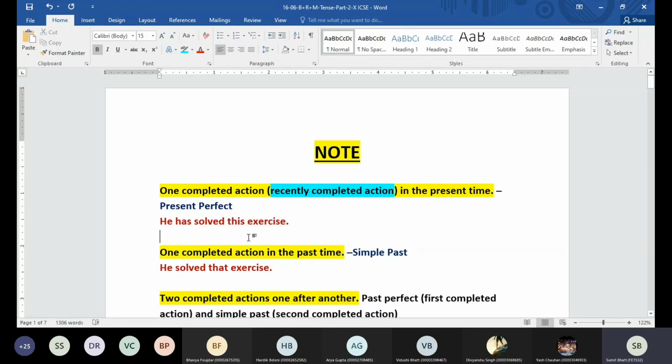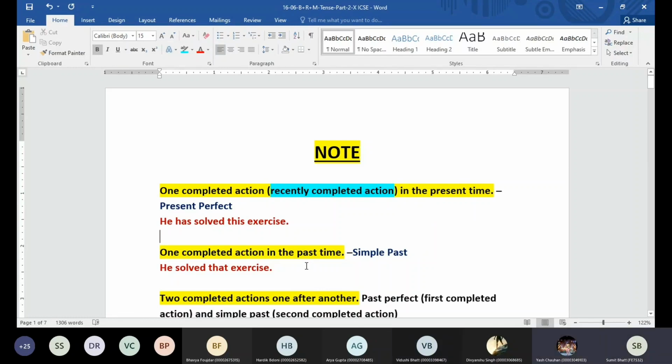Now, if you have one completed action, only one action we are referring to, and it was done in the past time, in that case, guys, don't go for past perfect tense, go for simple past tense. Like he solved that exercise. Here I'm not supposed to say he has solved that exercise because I'm not talking about the thing done in the recent time. I'm talking about a thing which was done in the past time. So if you have one action which was completed in the past time, I'm going to go for simple past tense. Is that clear, everyone?